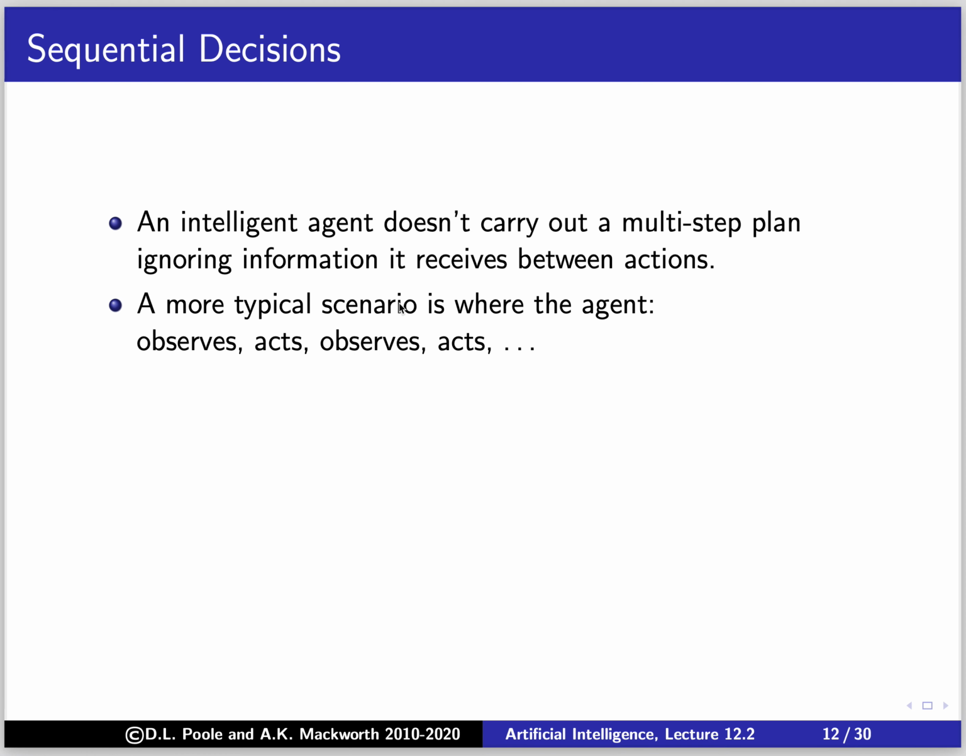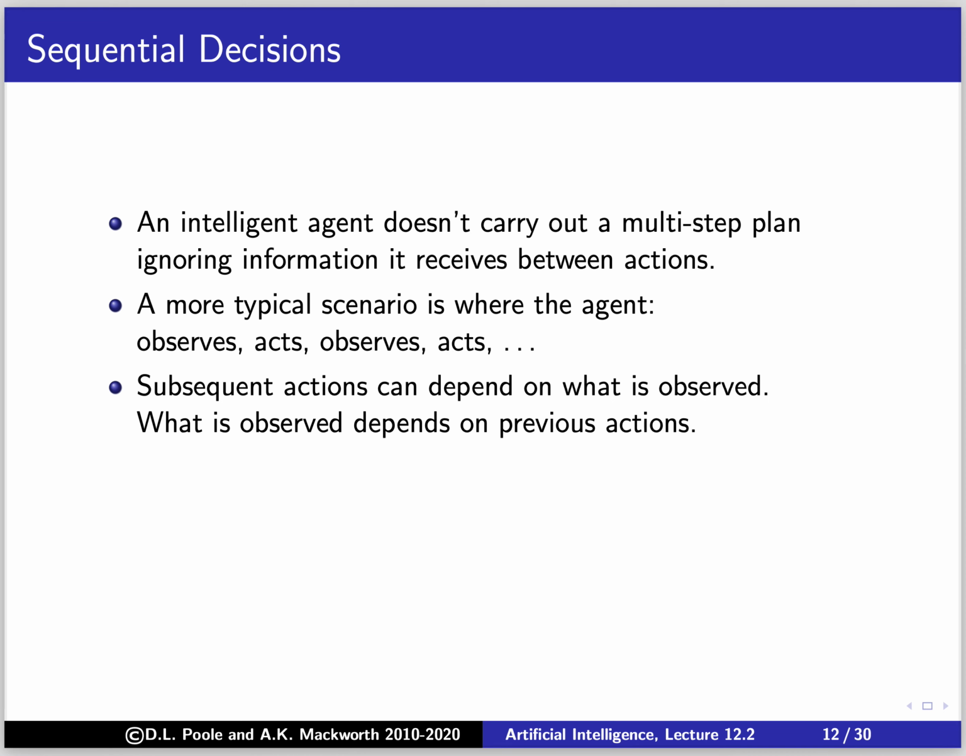When you're acting, you're going to take into account your whole history of actions and observations. Subsequent actions depend on what's observed. What I do here depends on what I've observed. What I observe at this point depends on what I did here. So they're all interacting. This action should depend on this observation, and this observation depends on the previous action. And this action here depends on all the previous observations and actions.